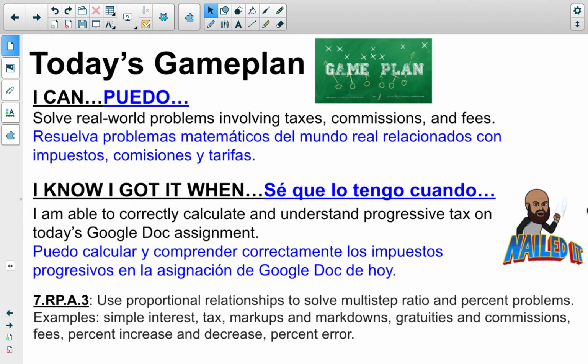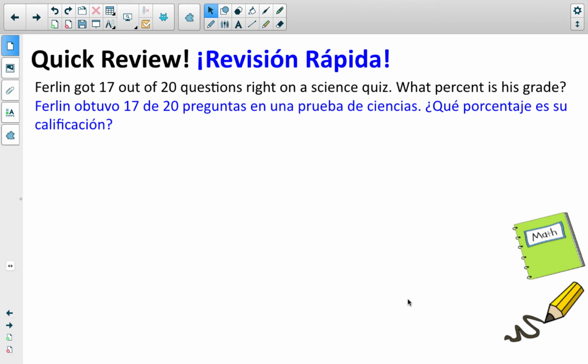So today you guys are going to solve real-world problems involving taxes, commissions, and fees. You know you have this when you are able to correctly calculate and understand progressive tax on today's Google Doc assignment, and we are still working on Standard 7 RPA3. So we're going to start as we always have with this quick review. I want you to pause the video, write this question down, solve it, and then check the video when you are done.